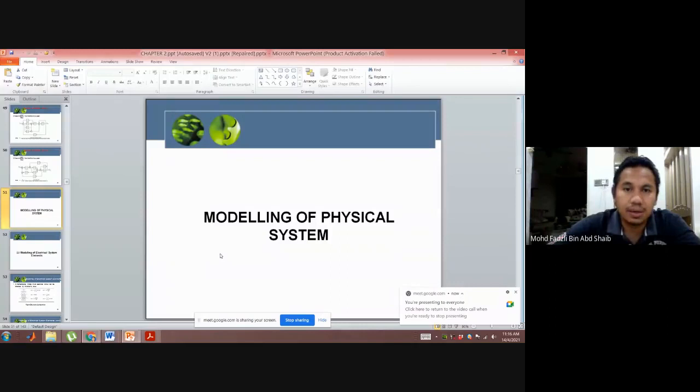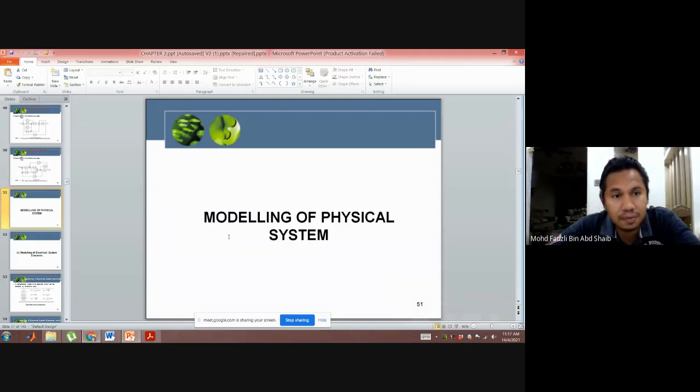Okay, today we're going to learn the new part. We're still in chapter 2, because chapter 2 is going to take a while since it's too long. The modeling of physical systems we divide into two parts, which is mechanical and electrical. First, now I want to show you the electrical part.